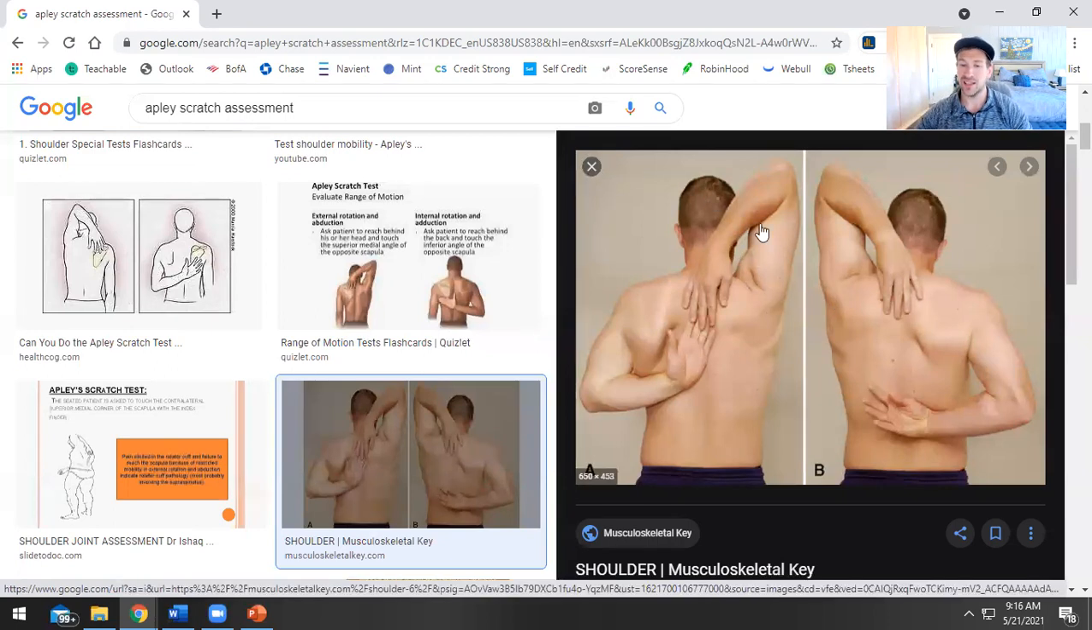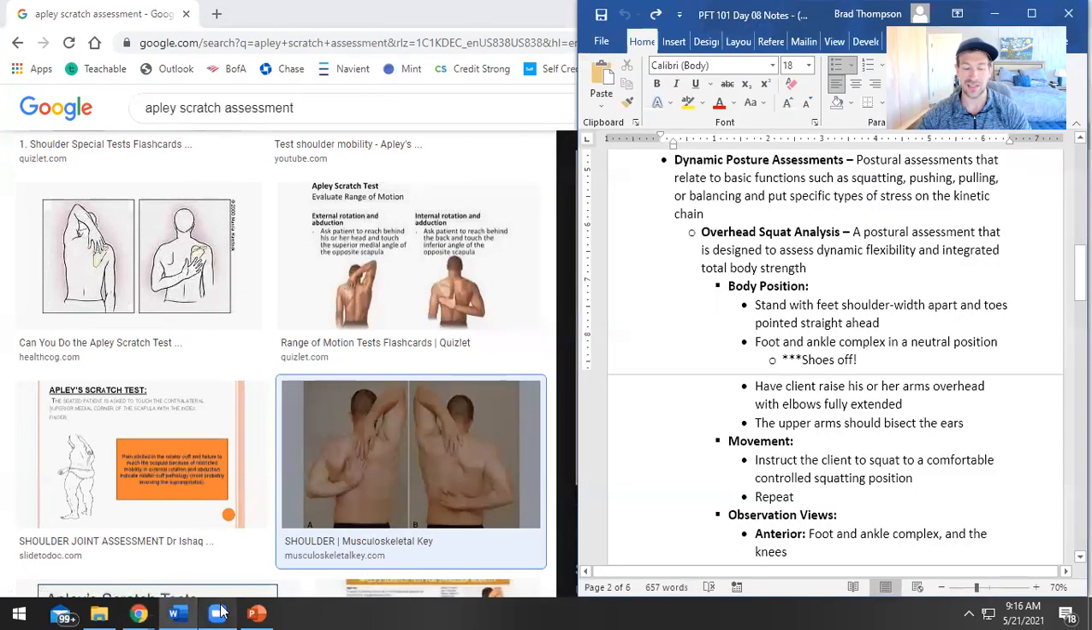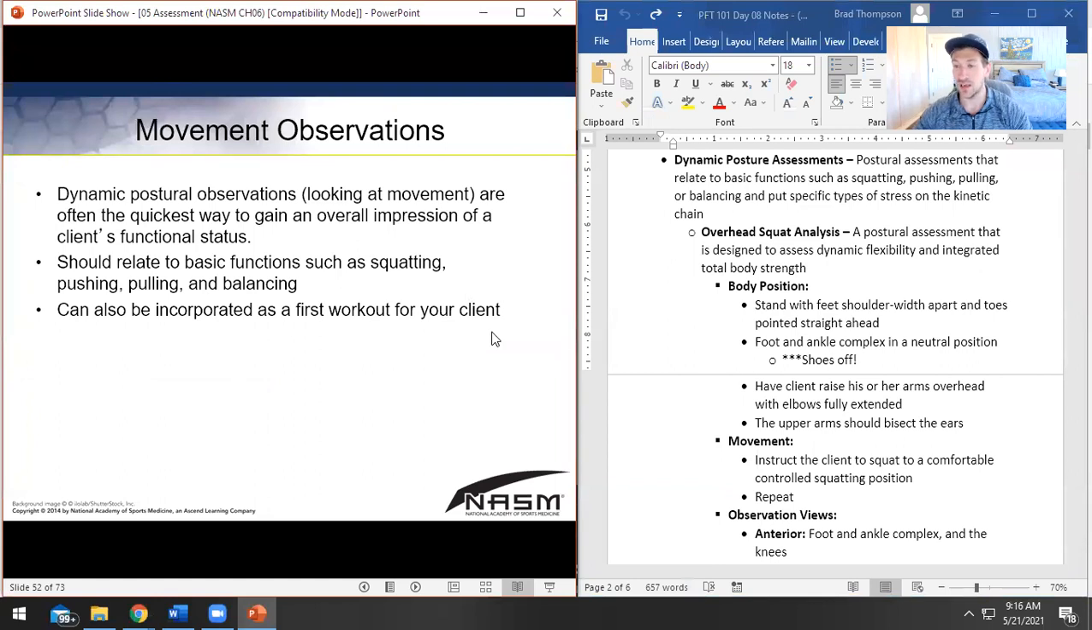So, this is an assessment that involves trying to move these joints through a full range of motion. And that's what dynamic assessments are. They're assessments that move through a full range of motion, and they are used to put specific types of stress on the body rather than just a static assessment, which is just looking at the structural alignment of someone when they're in a neutral position.